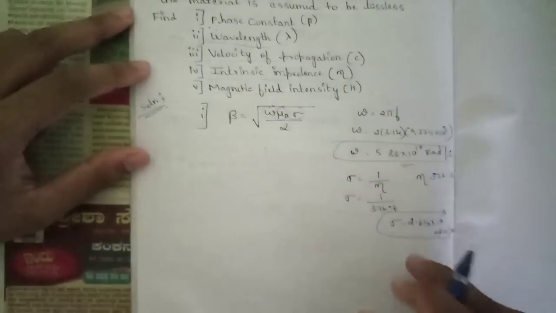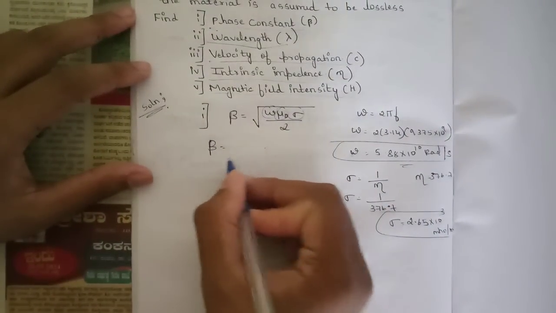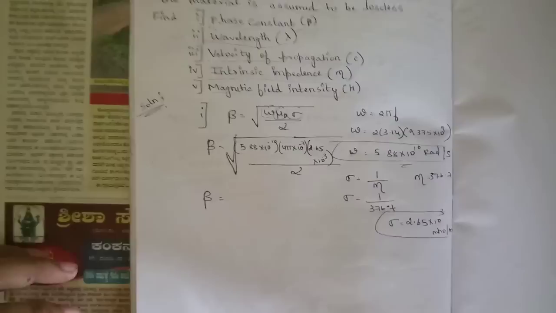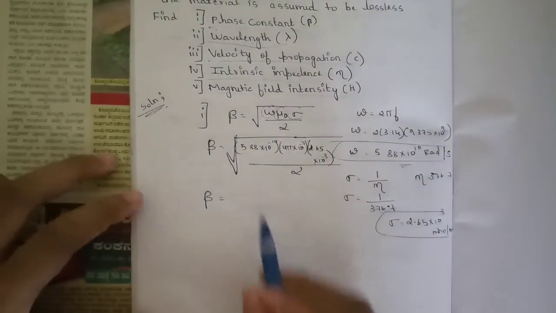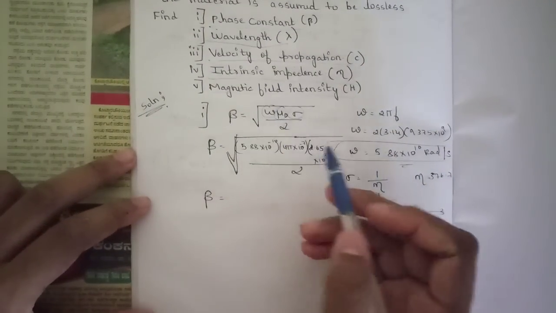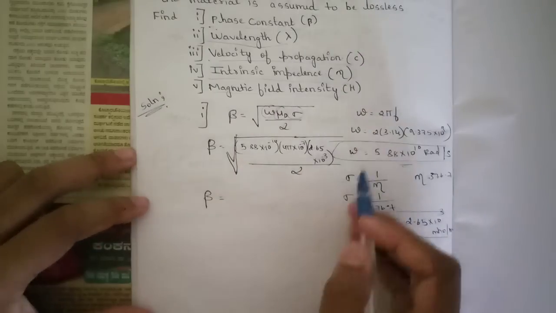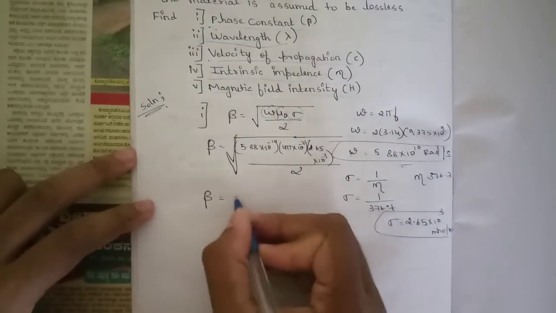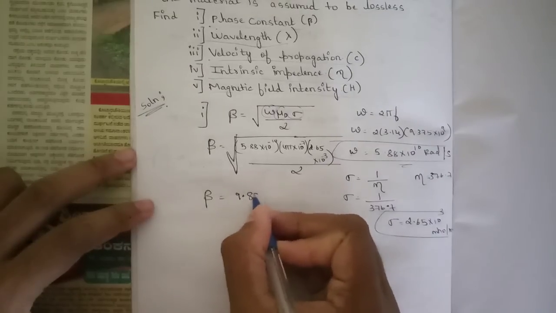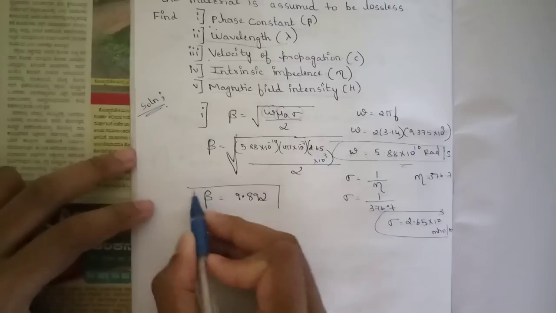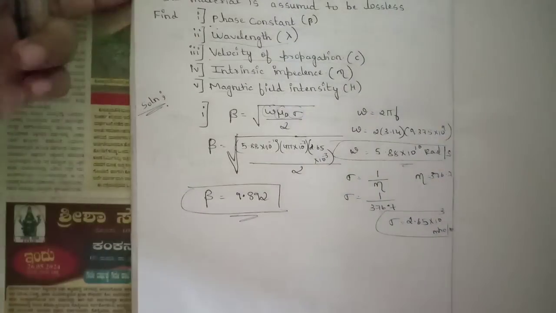Now we substitute these two values back into the equation, that is the square root. I have substituted the values of omega, sigma and mu naught, and if we simplify this square root, the answer for beta is approximately 9.892. So this is the value of our phase constant beta.